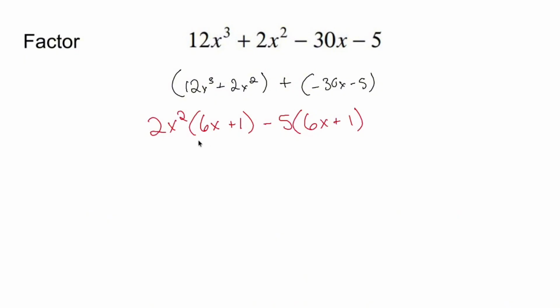Now I notice I have these parentheses in common. This is a common factor. So pull out 6x plus 1, and when I pull out a 6x plus 1, that leaves me with 2x squared minus 5.